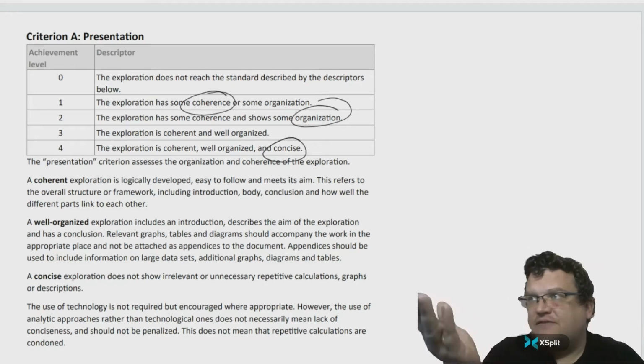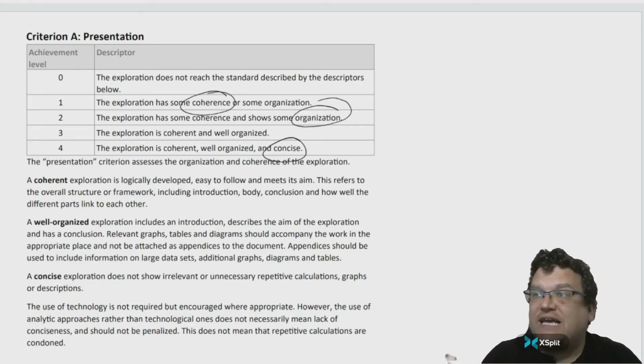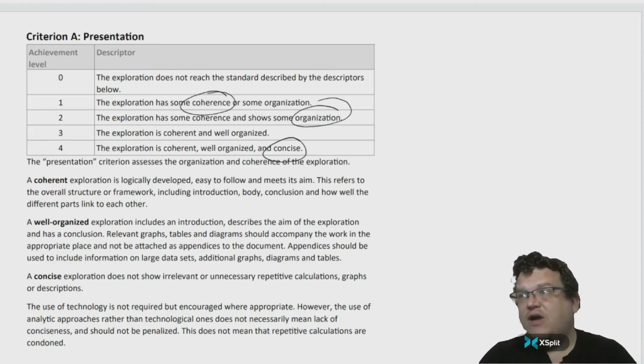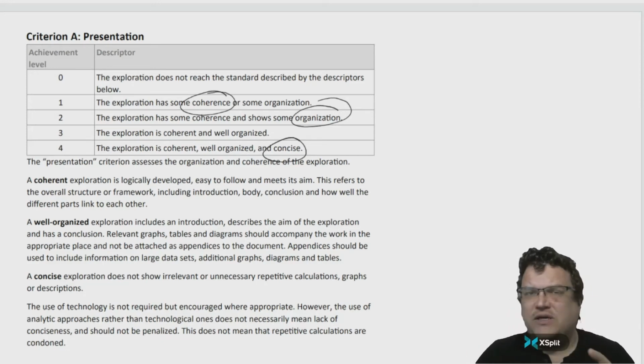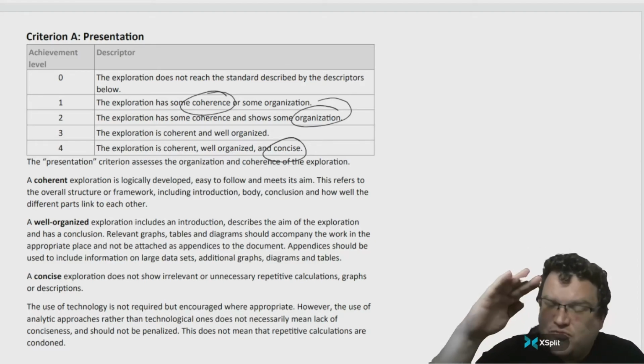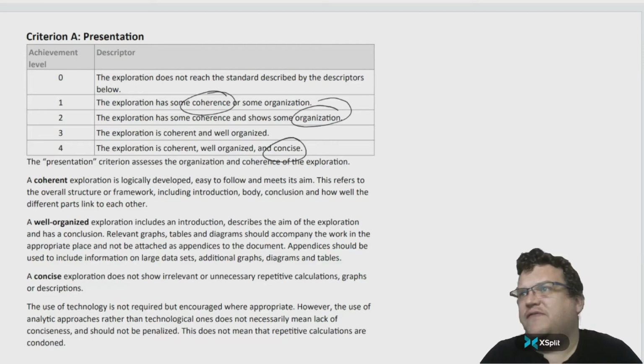As I've said there, you can also use those for large data sets and additional graphs, diagrams and tables. I'd be really cautious about graphs, particularly because I think often if you're drawing a graph, you want it to show something, and if you want it to be seen, it should probably go in the main body. So that's what they mean there by well organized. And again, think about whether it reads well. That's going to do a lot of your lifting here.